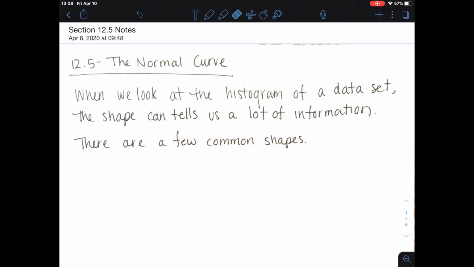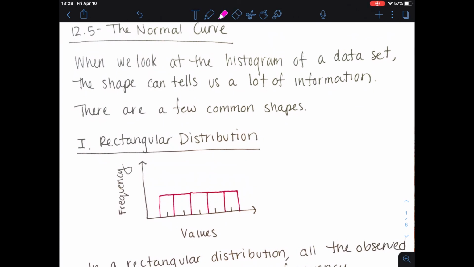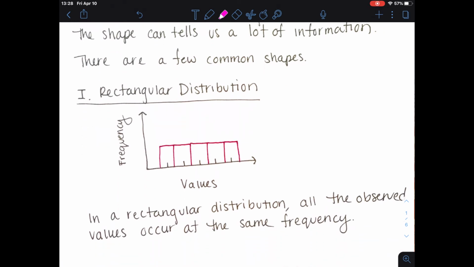So the first one is called our rectangular distribution. All that means is the shape of the graph is going to be like a rectangle. When you look at that histogram and you have your data values on the bottom, these would be those midpoints or mid-ranges. And then you look at the frequency of each, it's going to form a rectangle because all of the observed data values will occur at the same frequency. So this really means everything is equally likely to happen.